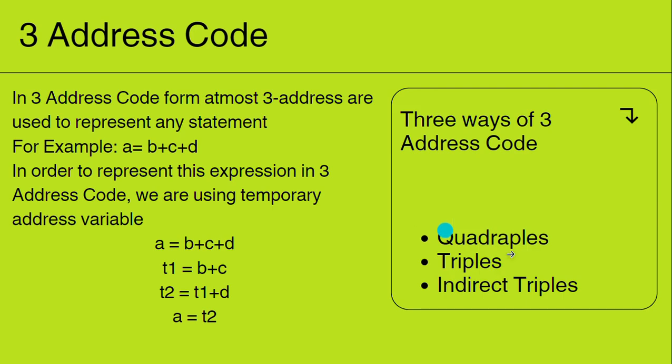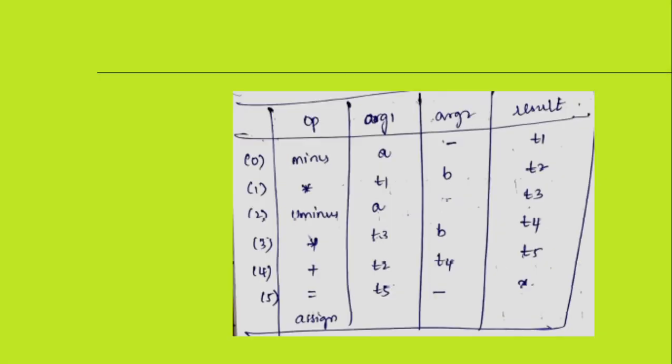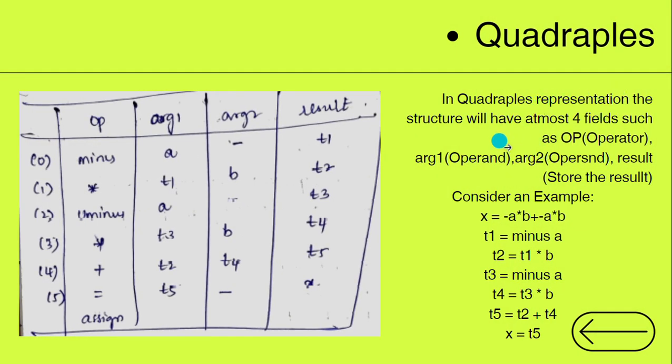There are three types of three address code: quadruples, triples, and indirect triples. The first one, quadruples: in quadruple representation, the structure will have at most four fields, such as OP, operator, argument 1, argument 2, and result. So OP means operator. We already know that is plus, minus, into, division, equal to. Argument 1 is one of the arguments, argument 2 is the other, and result is the variable we are storing.